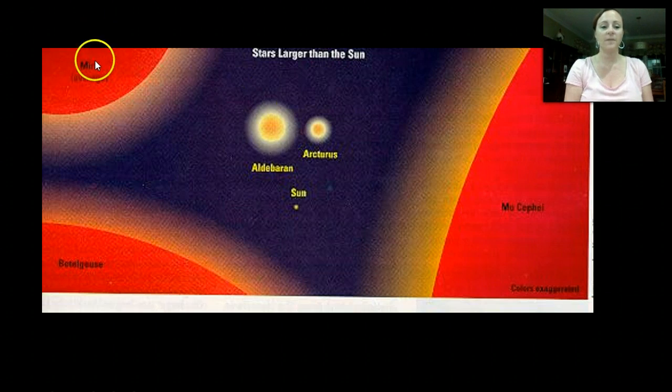Here's Mira. And if you look in comparison to the size of our sun with Betelgeuse, this is a red giant, a supergiant, and Musafai, I guess, excuse me, I don't know how to pronounce that one. But these are red giants, and you can see the supergiants, how large they are in comparison to our sun. And our sun is so much larger than Earth. So this gives you a good perspective of just how incredibly large these celestial objects are.